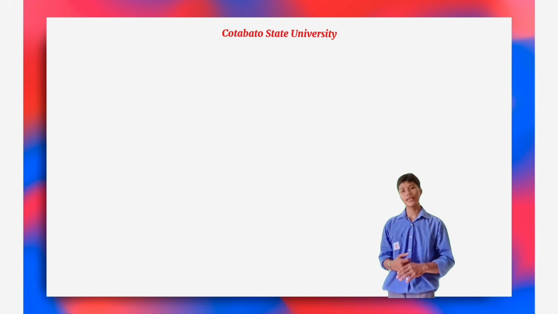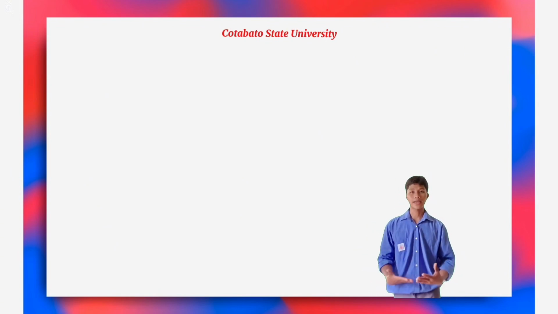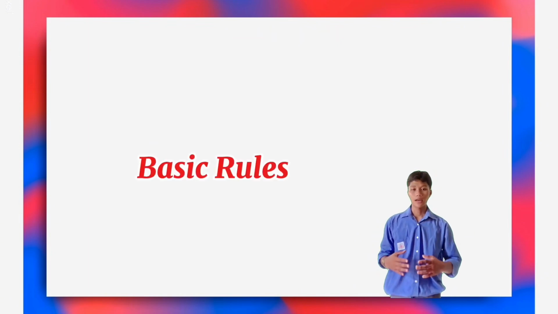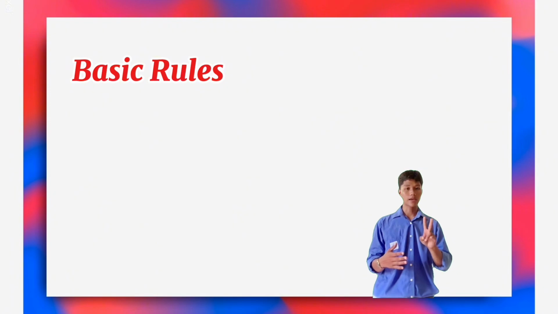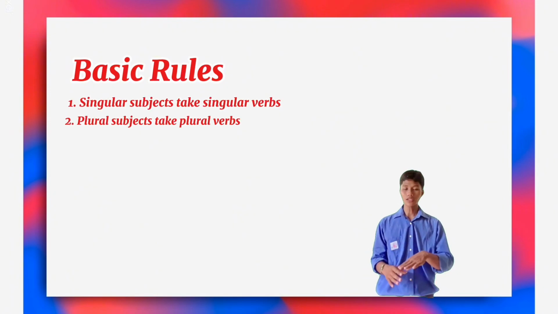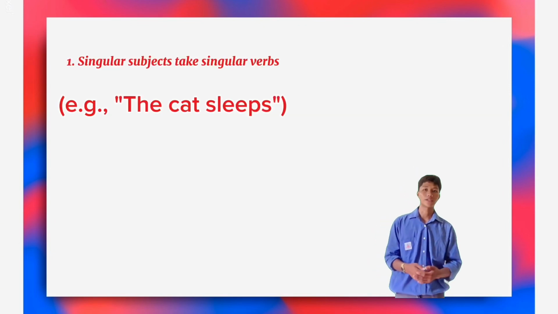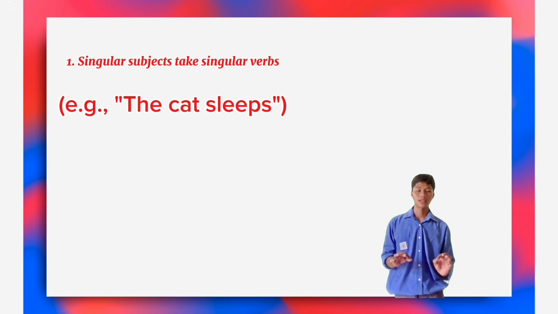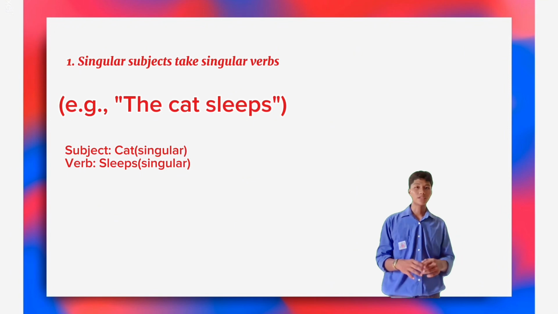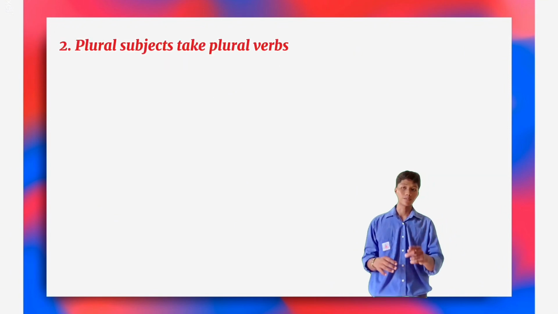So we have different kinds of rules here in subject-verb agreement, but let me discuss the basic rules. We have the singular subject and the plural subject. A singular subject takes a singular verb. We have an example here: The cat sleeps. The subject here is the cat and the verb is sleeps. So she is talking about one cat only.